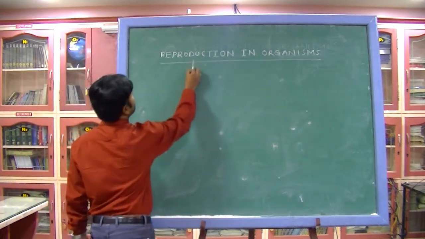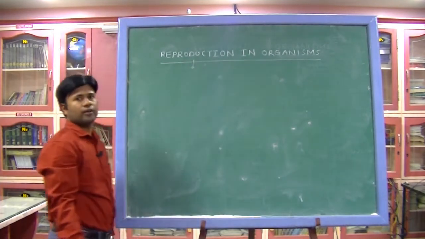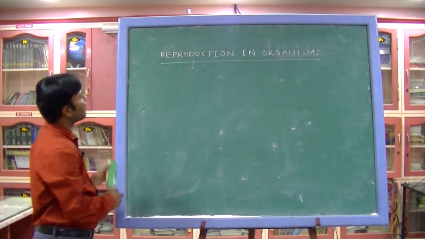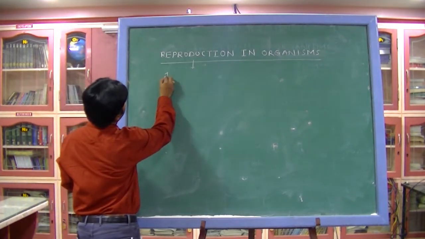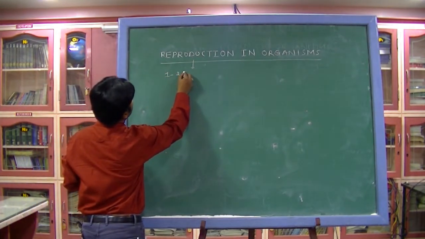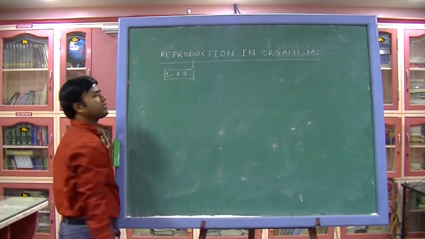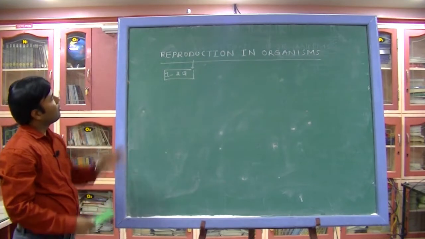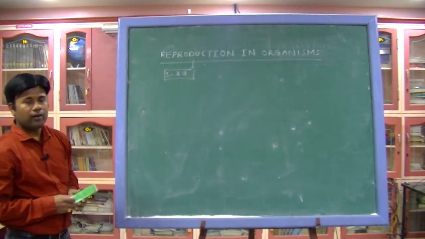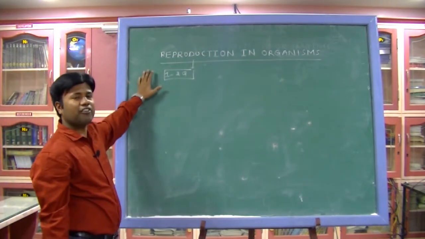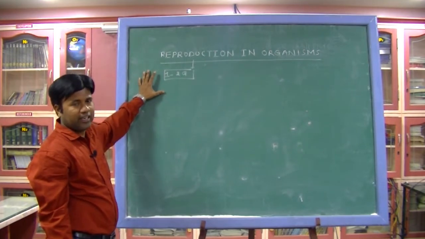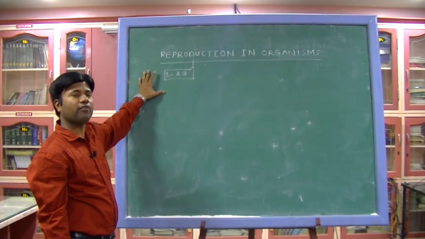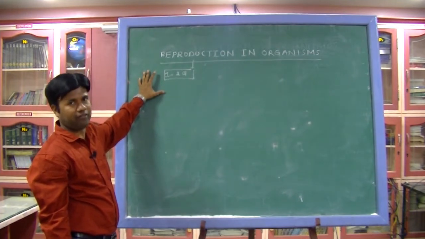What is reproduction? Before going to know about reproduction, first of all, from this chapter we will get one to two questions in the NEET examination. Now let us see what is reproduction. Reproduction: an organism produces young ones. It is a biological process and one of the important processes for the continuation of life.